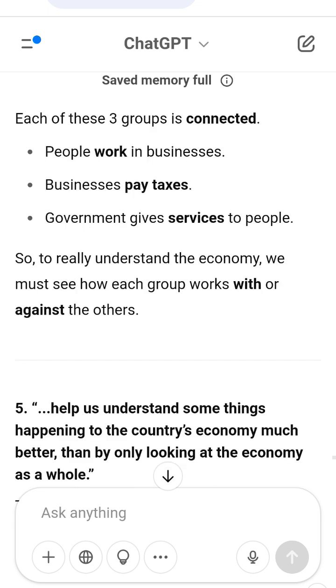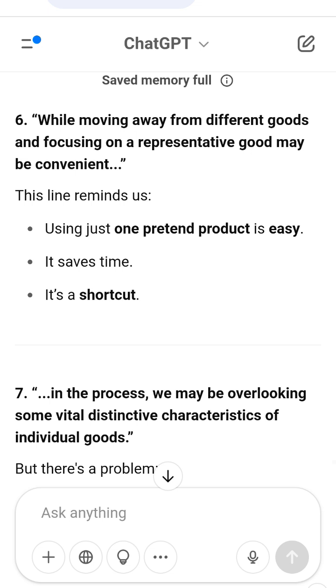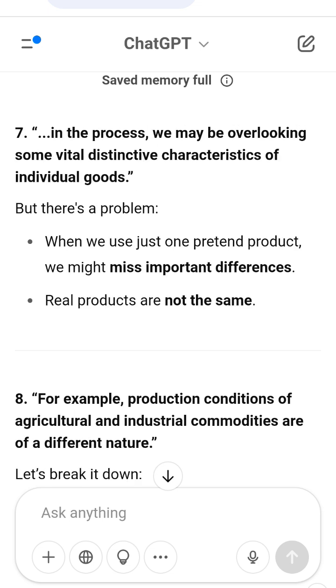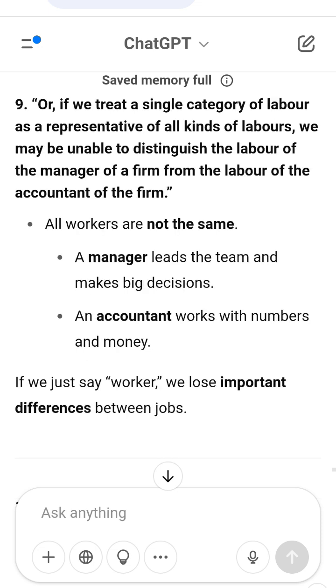To understand how the economy really works, it's important to look at each sector separately sometimes, instead of only looking at the total. Also, different products and workers are not the same. For example, growing wheat on a farm is very different from making a car in a factory. A company manager does a very different job than an accountant, so using just one pretend product or one type of worker can hide important differences.